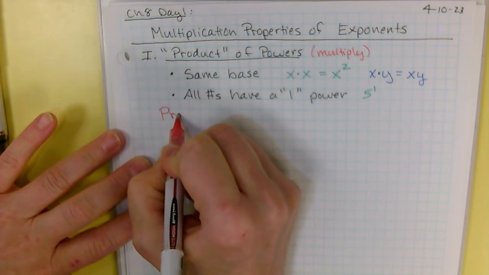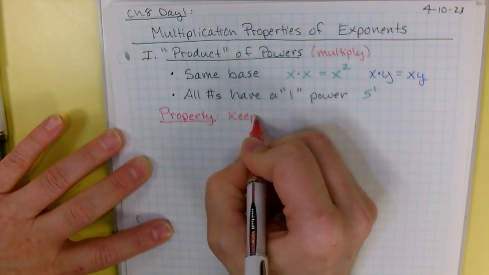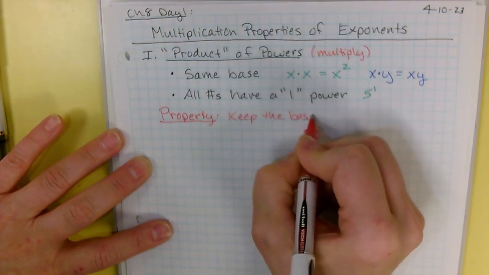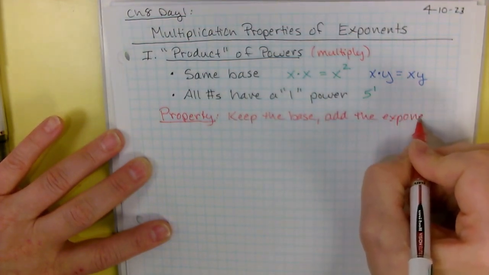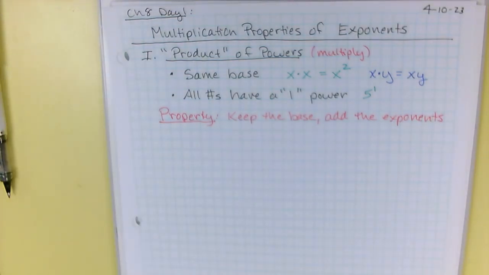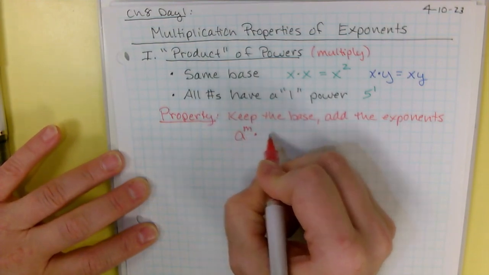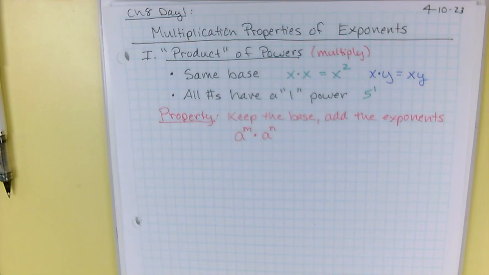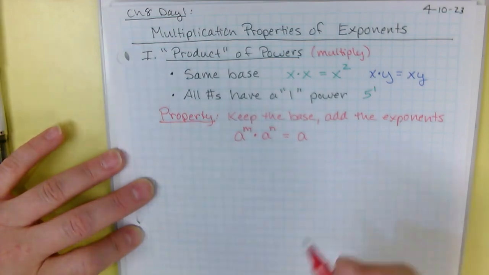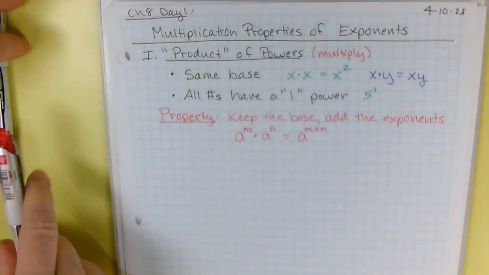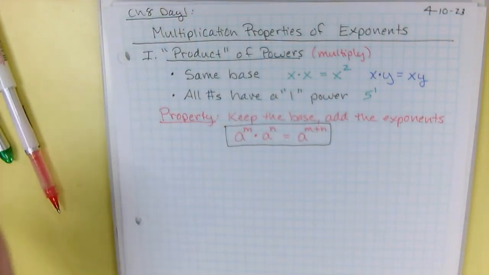Okay, so what is the actual property? The property is keep the base, add the exponents. So the formula for this is a to the power of m times a to the power of n. They are both base a, so you keep the same base, so you keep the a, and then you add the exponents, m plus n. And that is how you simplify when they have the same base.